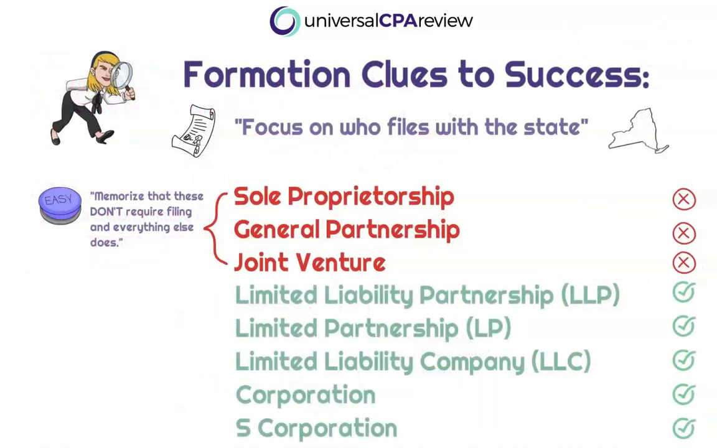Just to recap our clues to success when it comes to formation, zero your attention in on who is going to be filing with the state. At the end of the day, the shorter list is those who are not filing with the state. So if you're going to be memorizing, I know, the big bad memorizing word, start with sole proprietorship, general partnership, and joint venture. Those are the only entities that will not be required to file with the state when incorporating.